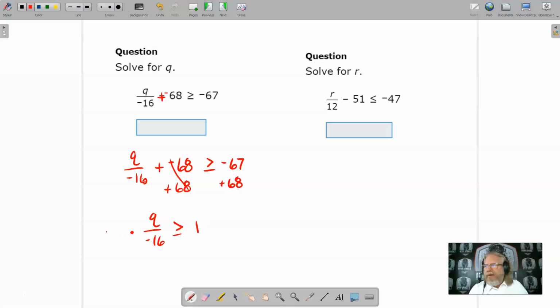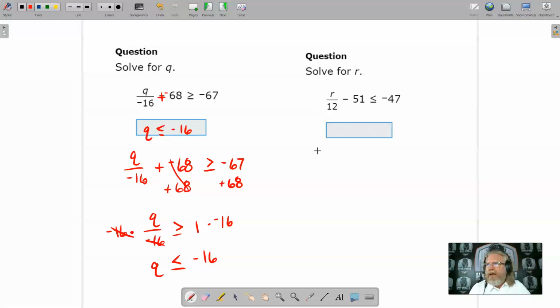Now I can go ahead and multiply by negative 16. And since I'm multiplying by a negative, hopefully you're saying, hey, flip the sign. If you're telling me to flip the sign, you'd be right out there in TV land. Well, computer land, I guess. The 16s are going to cancel each other. We did flip the sign, so we end up with Q. And 1 times negative 16 is going to be negative 16. Anything times 1 is equal to itself. So I end up with Q is less than or equal to negative 16.